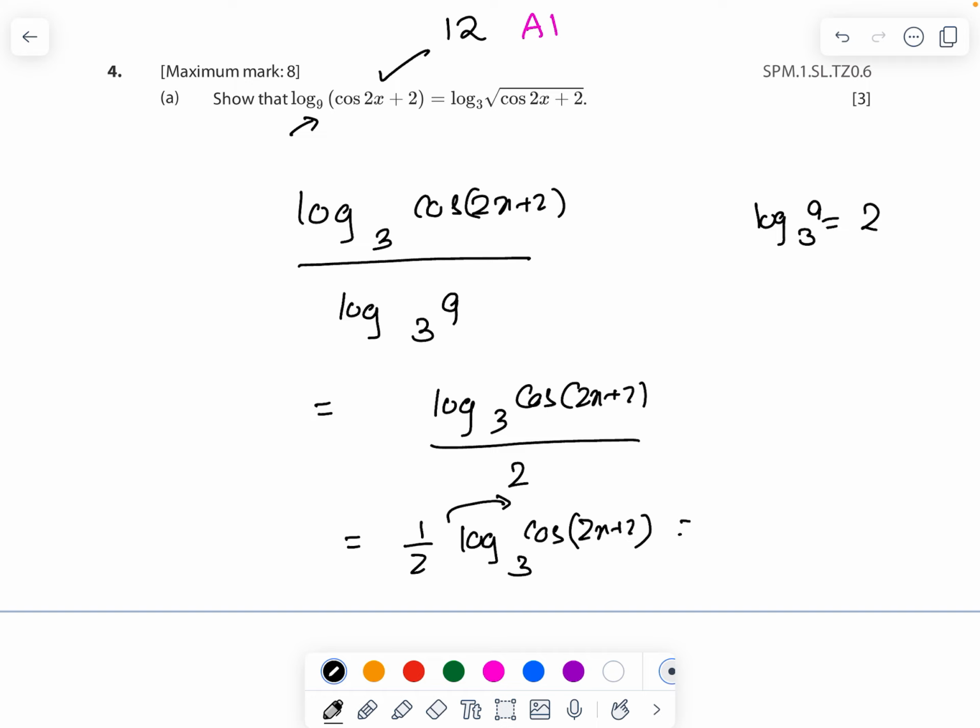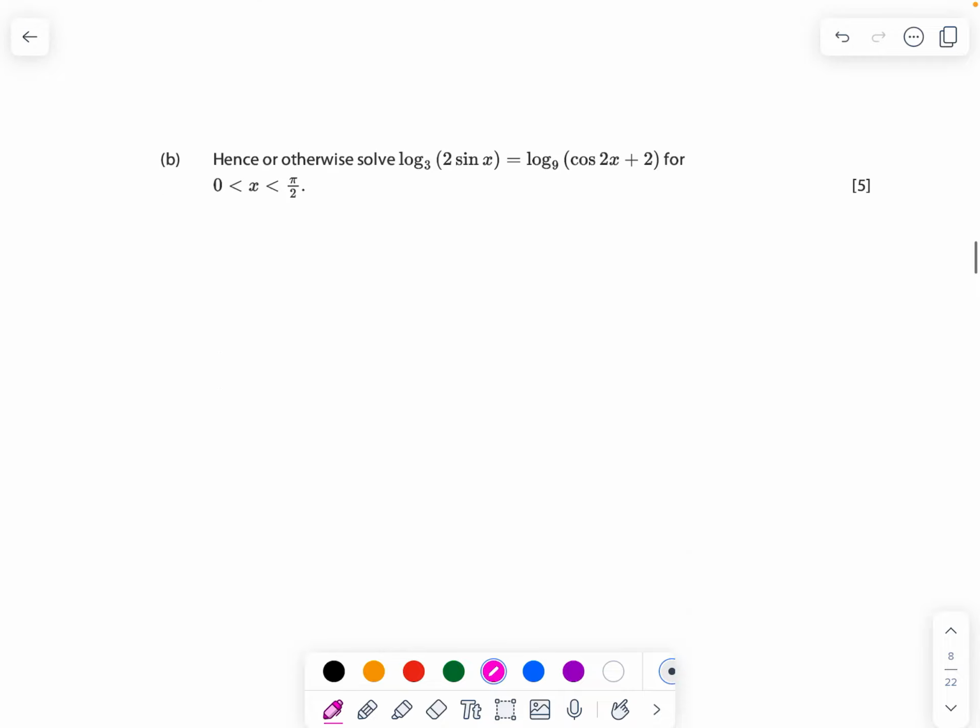This 1 by 2 goes to the power, so it becomes log base 3 of the square root of cos 2x plus 2. So this is going to be my M1, method 1. Then changing the base rule, then getting one more A1, then again another A1, and finally this is the answer given. So therefore we got 3 marks over there.